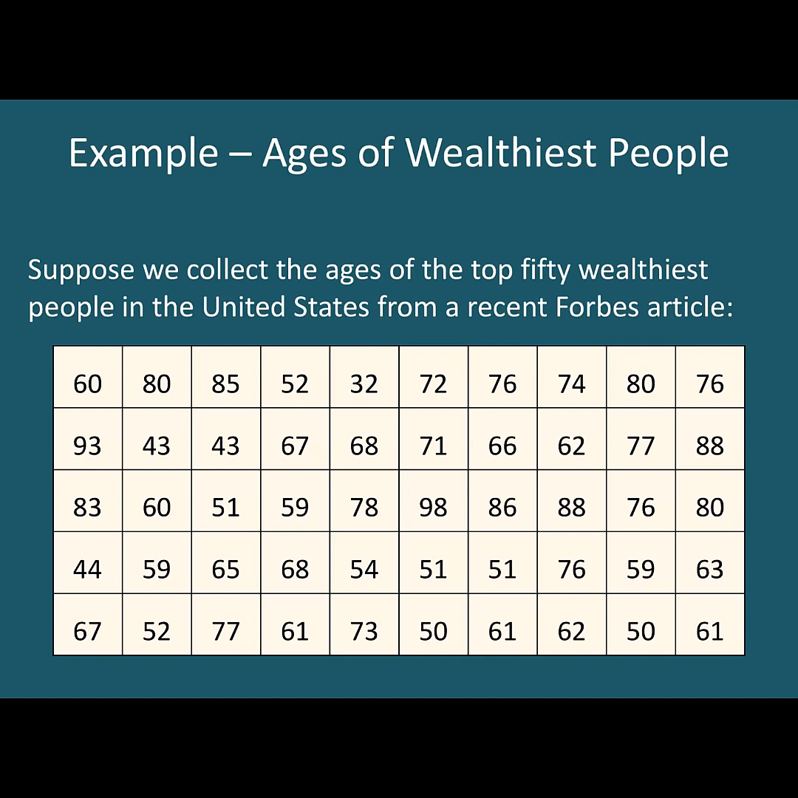In this example, suppose we collected the ages of the top 50 wealthiest people in the United States from a recent Forbes article. At first, this raw data is hard to decipher and almost useless. However, if we organize this data in a frequency distribution, we'll find that we can make simple conclusions based on these numbers.